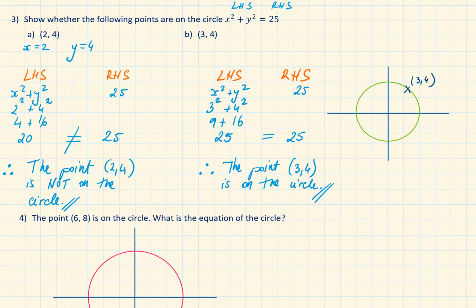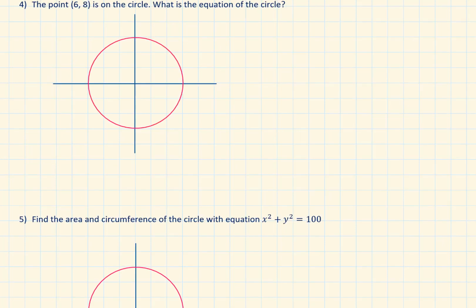To demonstrate this on a sketch, point (3, 4) would be somewhere on the circumference, and point (2, 4) would not be on the circumference. The point (6, 8) is on the circle. Let's assume (6, 8) is somewhere here. What is the equation of the circle? We are going to use the help of Pythagoras' theorem to work this out.